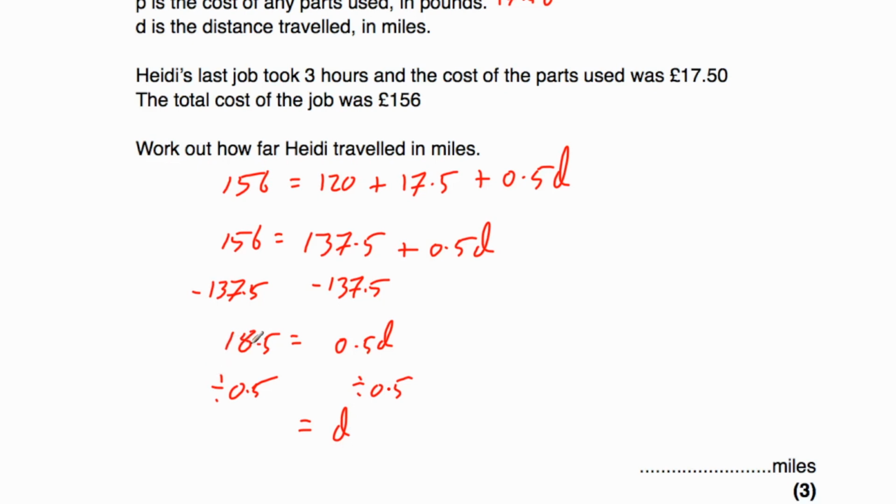And then we want to divide 18.5 by 0.5, so we want to see how many 0.5s go into 18.5, and it's a calculator question. You can do that if you wanted to, so divide that by 0.5 and you get that's equal to 37. So the answer is just 37. So how far did Heidi travel in miles? 37 miles.